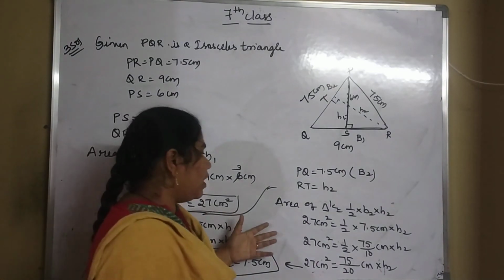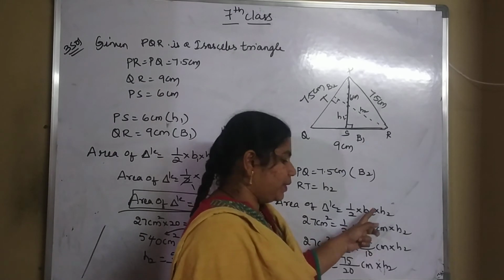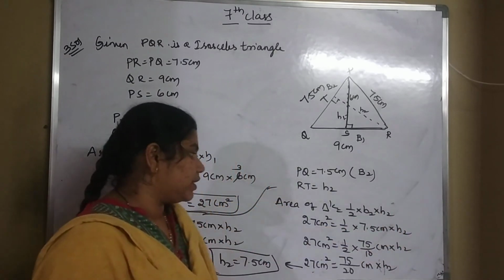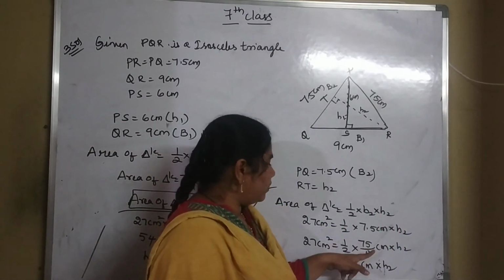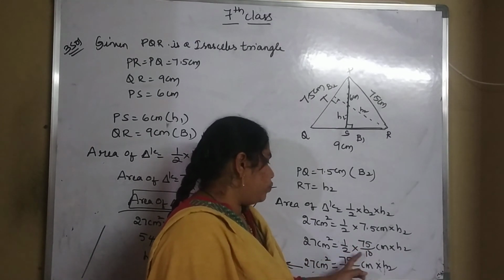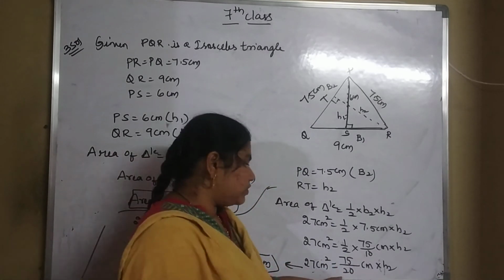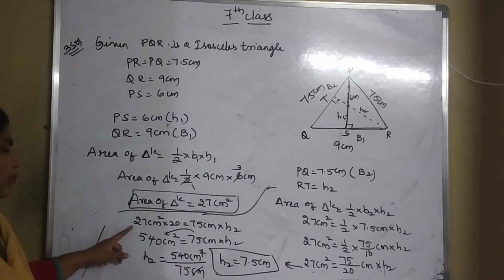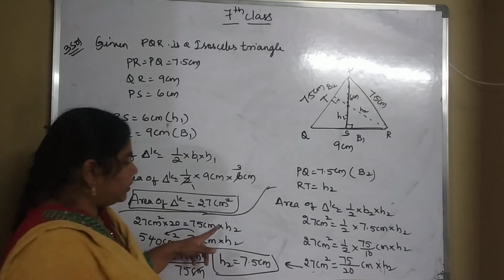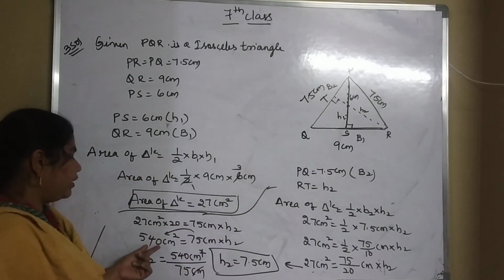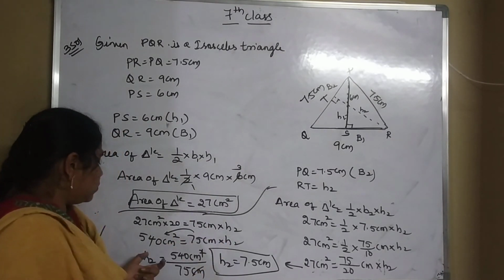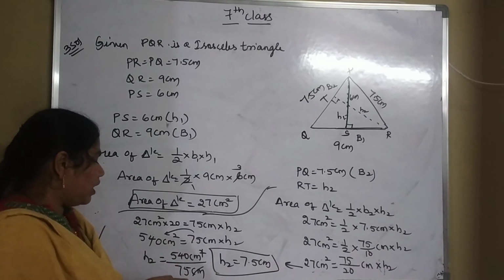So I am applying the formula. So area of a triangle is equal to half into base 2 into height 2. So base 2 is 7.5 centimeters and height 2 I don't know, so I wrote as it is. So 7.5 you can write in the form of 75 by 10. Now you multiply these two, 1 7s are 75, 2 tens are 20. Okay, so now we transpose this 20 to the other side, so that will be 27 centimeters square into 20 is equal to 75 centimeters into H2. So if you multiply these two, you will get 540 centimeters square is equal to 75 centimeters into height 2.